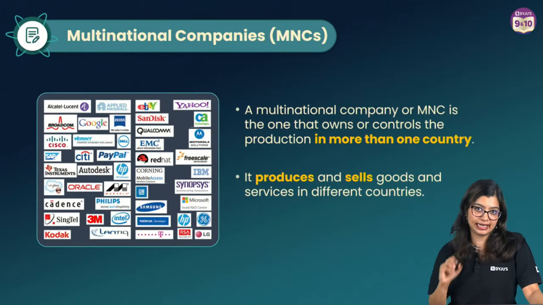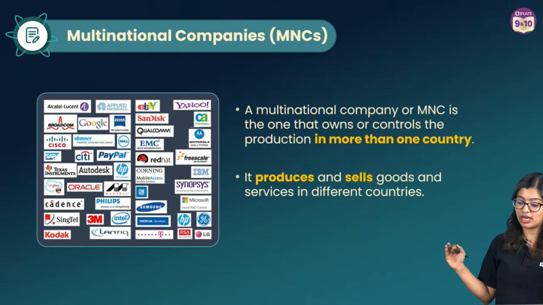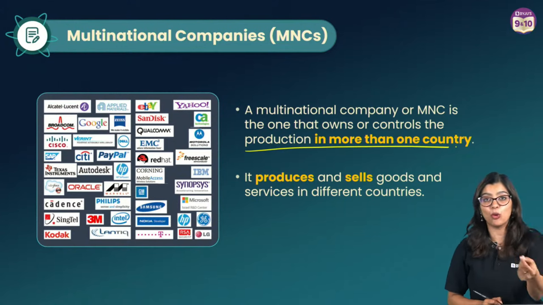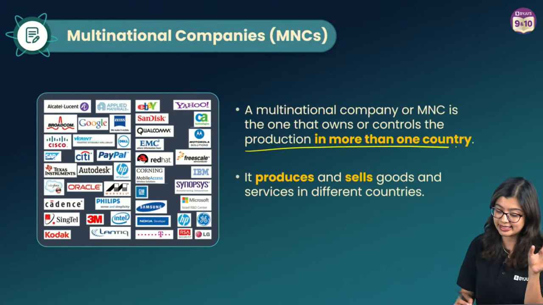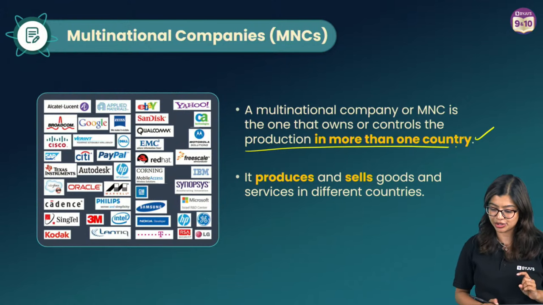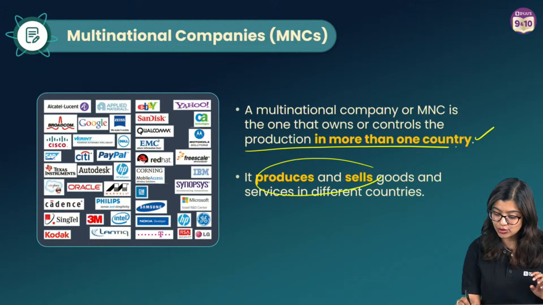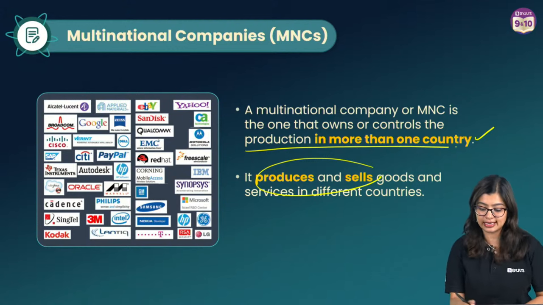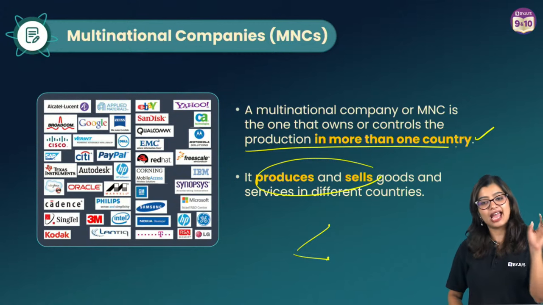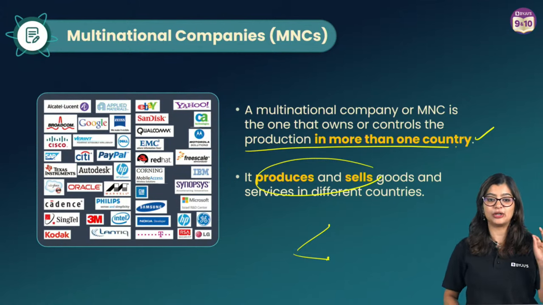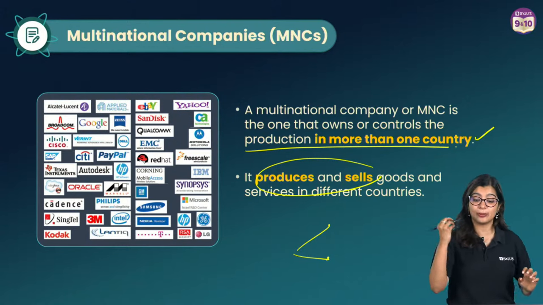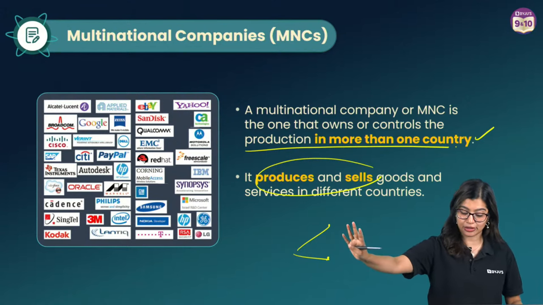So what is a multinational company? A multinational company is one that owns or controls production in one or more countries. So they own or control production in more than one country. They either produce or sell goods and services in different parts of the world. Are we all clear? I will explain what foreign trade and foreign investment are. Don't worry.